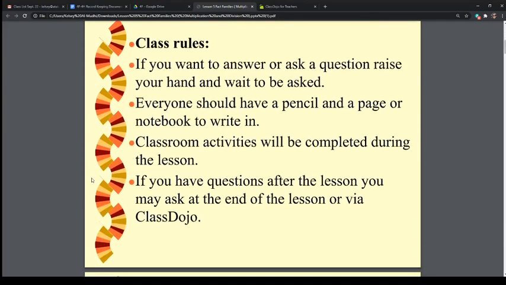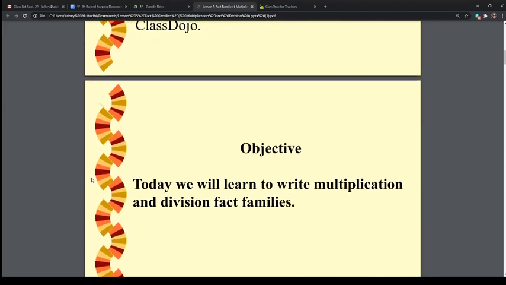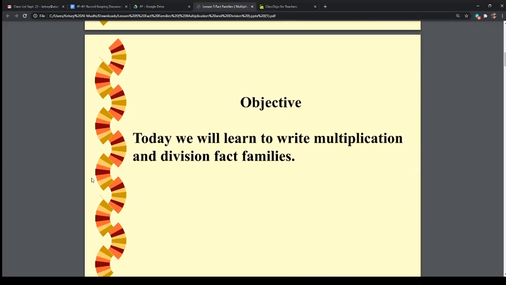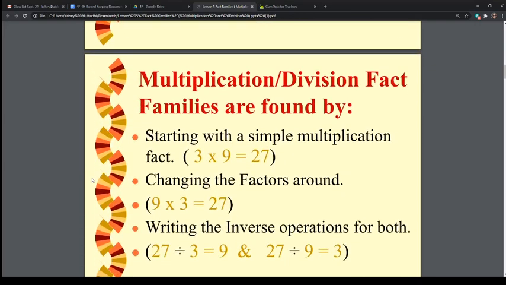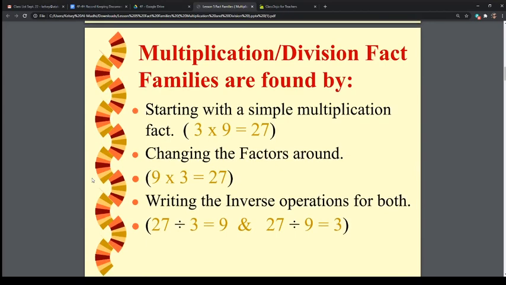Here are the class rules if you would like to look them over. Today we will learn to write multiplication and division fact families. Here's a little review about the fact families that we learned about earlier in the week.